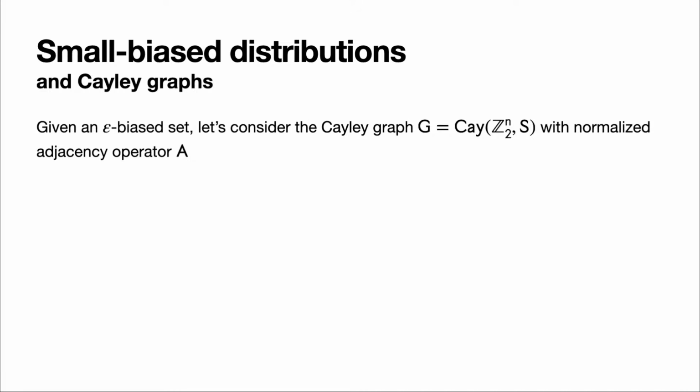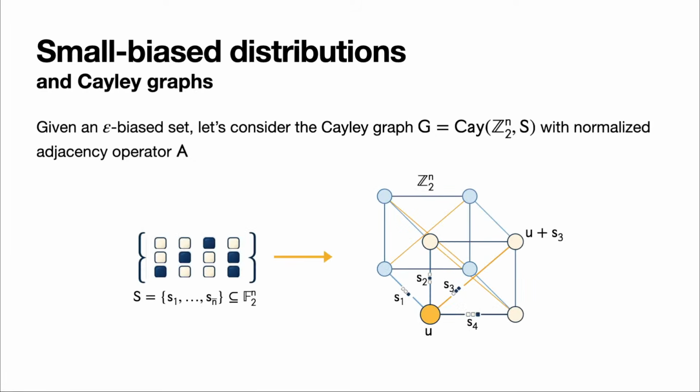Okay. Here's another connection, this time to Cayley graphs. We've heard quite a bit about Cayley graphs. Let's see their connection to epsilon bias sets. So let's take a Cayley graph where the group is Z2 to the n, and the set of generators is an epsilon bias set. So we have a set of generators, and we just take the Cayley graph over this set of generators.